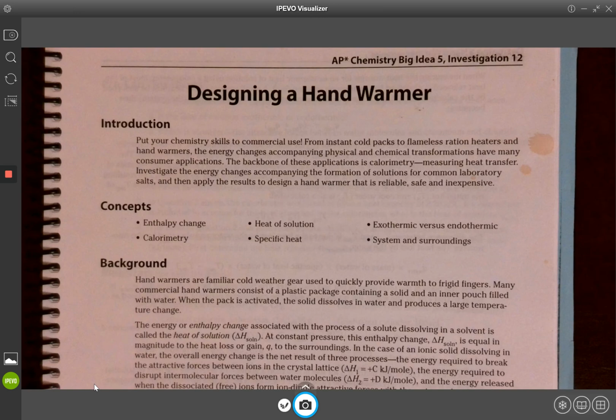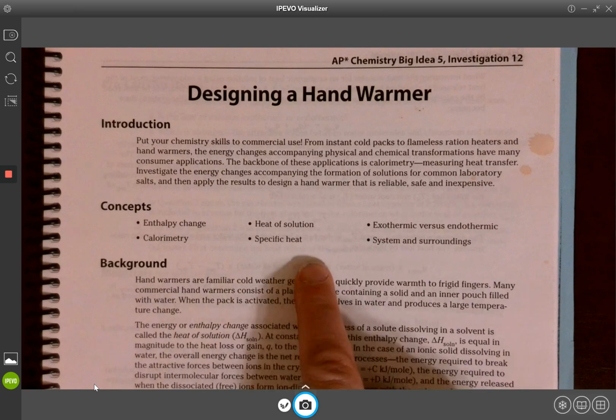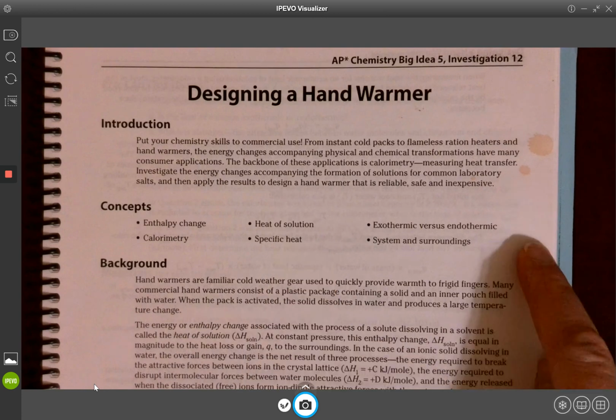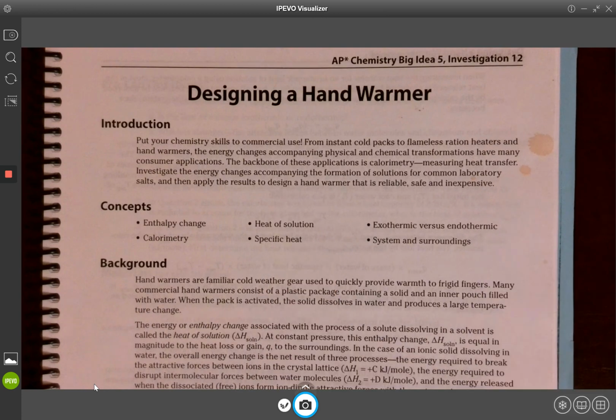Specific heat, exo versus endo, and system and surroundings. So just a reminder, there was a whole lot of equation stuff. They used S instead of C for your heat capacity. And everybody tested different salts.